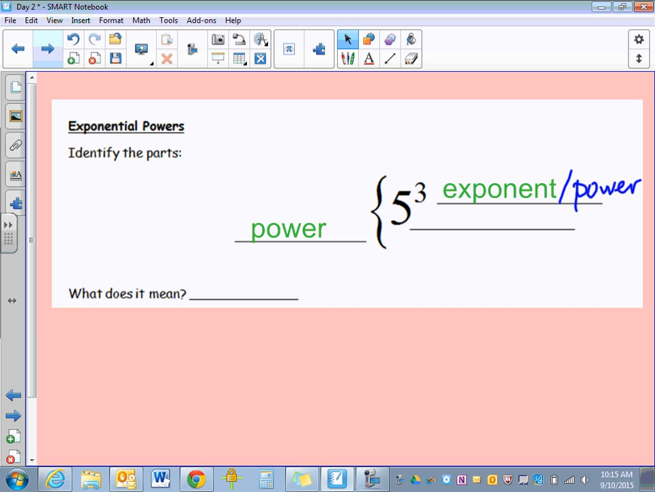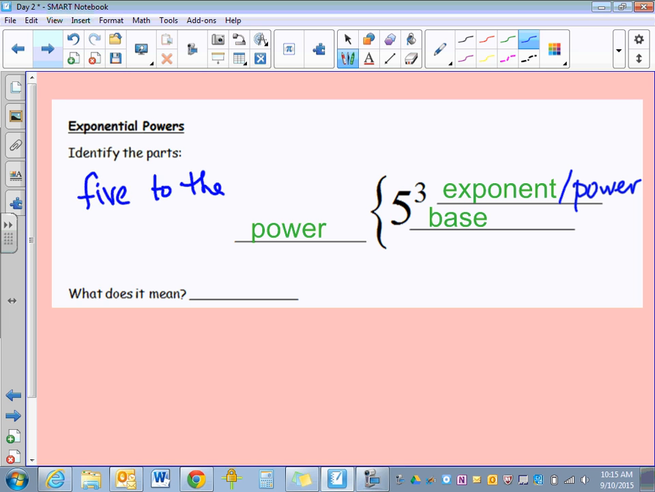Right, does anyone know what the 5 is called? Five is our base. You're going to want to know this terminology because we will use this terminology when we refer to these things. 5 is my base, and it's raised to the power of 3. So we would pronounce this as 5 to the power of 3. Or you would say 5 cubed.